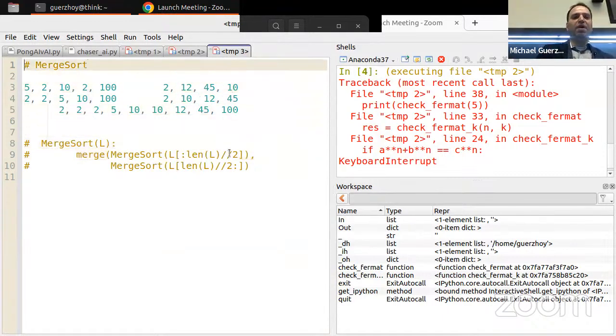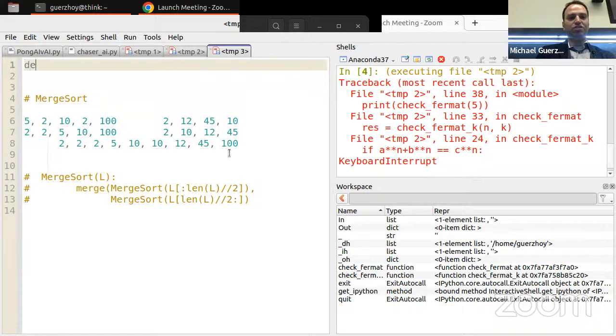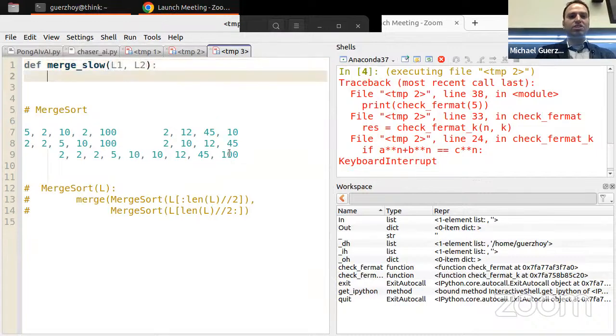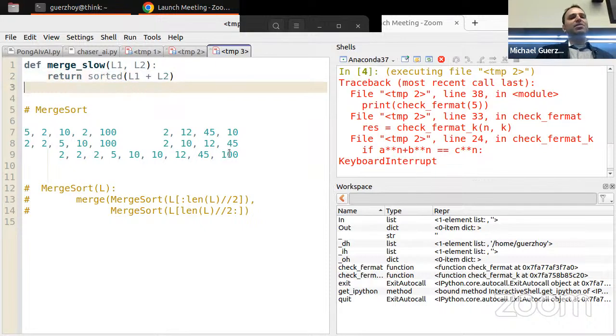So one possible way to write a merge function is to say, well, in order to create a sorted list that's L1 and L2 put together, I'll just return the sorted of L1 plus L2, right? So I'll stick L1 and L2 side by side, and then I'll sort the entire list. Well, that's not helping. That's just using the sorted function.